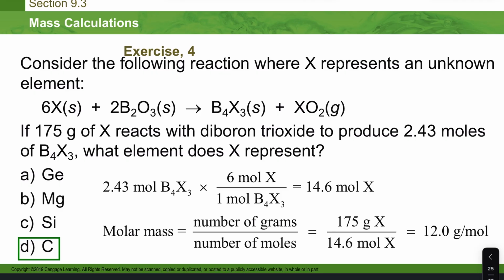And this is exactly what is done here. So 2.43, convert it to moles of X. Once you have the moles of X, you can take the grams of X that you have and divide it by the moles that you have to get the molar mass.